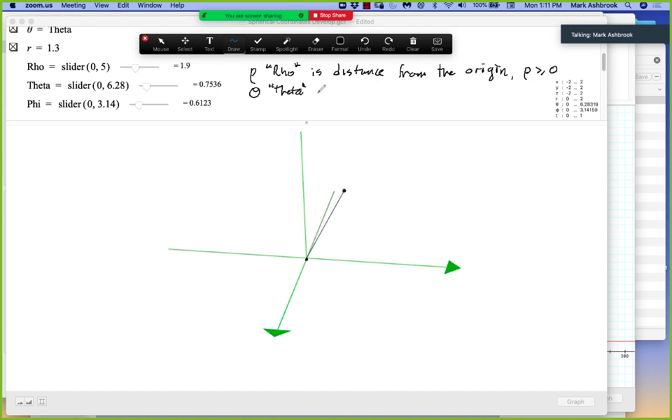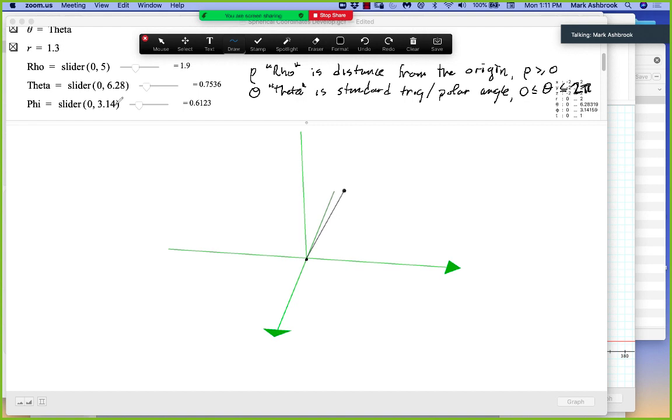Okay, so then theta is the standard trig polar angle measure. So our convention for theta is going to be 0 to 2 pi. That's standard. So theta is not anything new. It's still the standard trig angle swept counterclockwise from the x-axis.